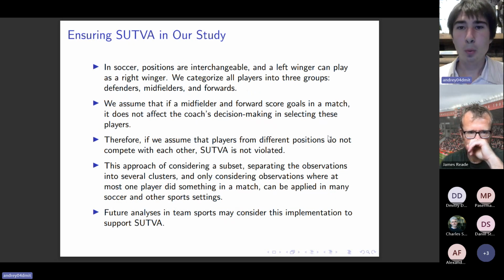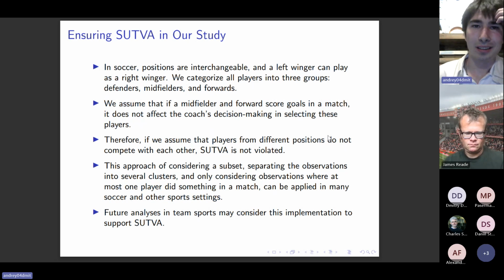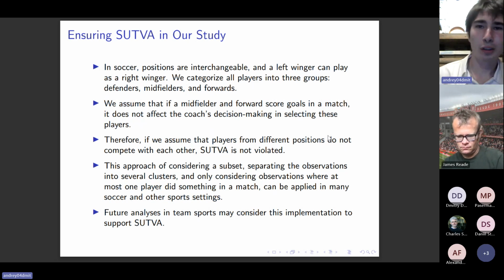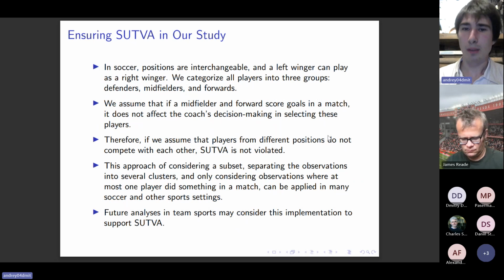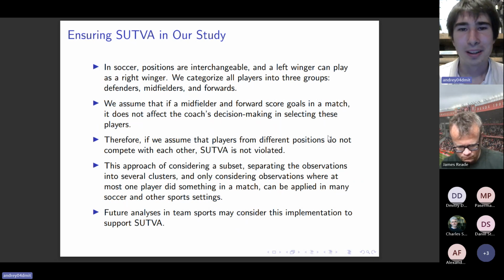So, why do we do so? In soccer, positions are interchangeable, and the left winger can play as a right winger. So we categorize all players into three groups: defenders, midfielders, and forwards. We assume this. This is what I've told you.